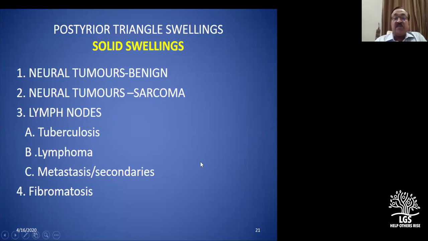Now we'll talk about the solid swellings here in the posterior triangle. We have mainly the neural tumors here, you can see here. Benign, you know how to make a diagnosis of benign tumor, we'll see that. Then sarcoma. Then the solid swellings are again tuberculosis, lymphoma, metastasis.